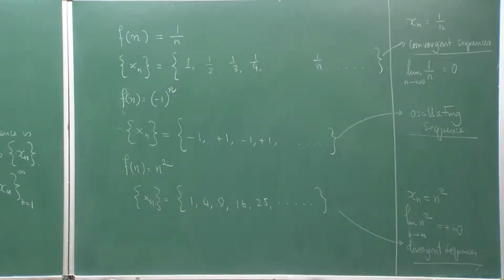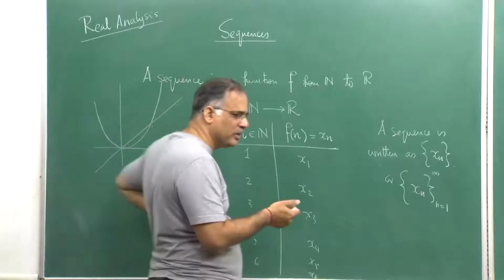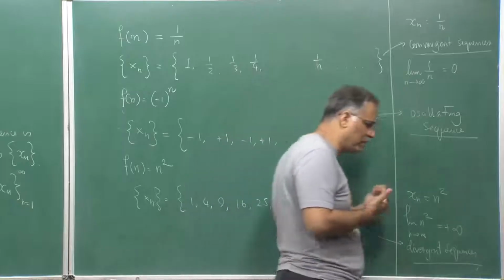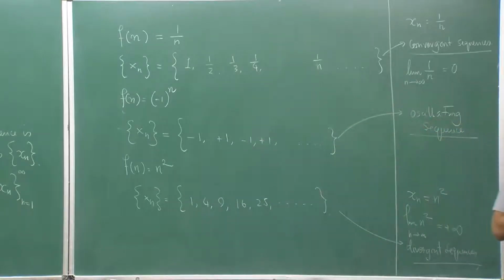So, what does this oscillating sequence do? It just goes between plus 1 and minus 1, plus 1 and minus 1. It is not blowing up to plus infinity or down to minus infinity, nor is it moving towards a fixed number. Such a sequence is called an oscillating sequence. So, these are the three basic natures of a sequence.